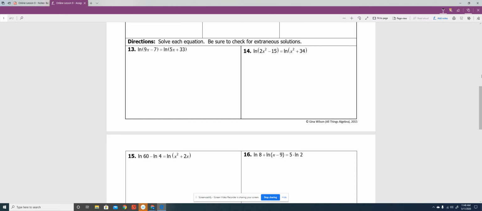All right, let's work a couple extra examples. Let's start here with number 13. So here I have that a log is equal to a log, and because they have the same base, I can simply go straight to saying 9x minus 7 is equal to 5x plus 33, and then just do some algebra. So that'll give me 4x is equal to 40, and then x is equal to 10.